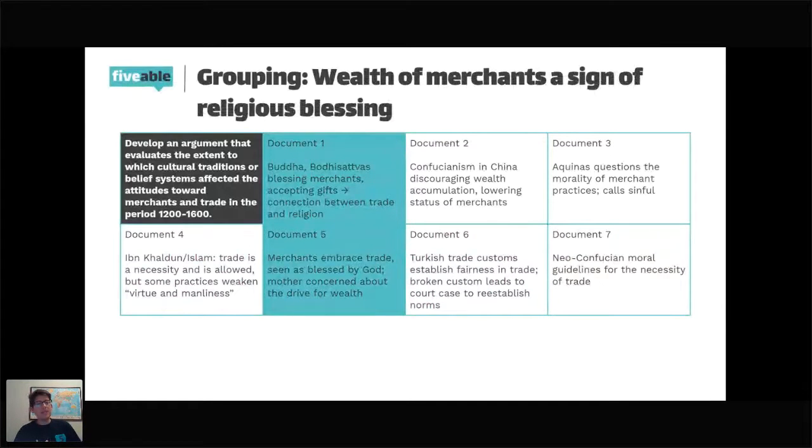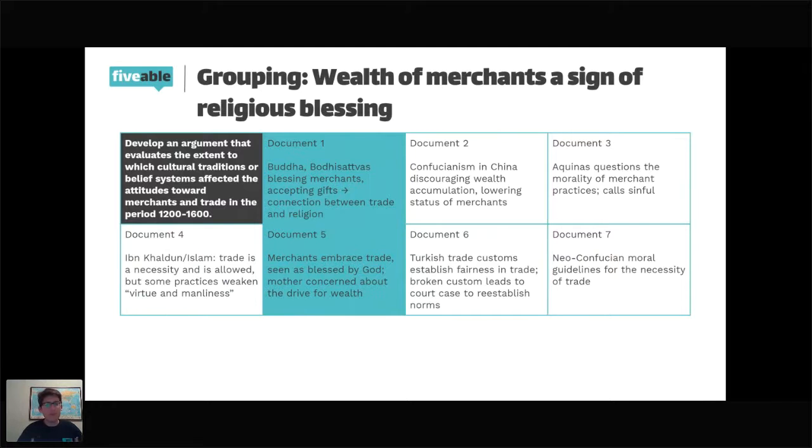And then I looked at a couple other sources that said wealth of merchants is a sign, maybe, of religious blessing even. And I looked at documents 1 and 5 that kind of agree with this idea of these wealthy merchants being blessed by the Buddha and Bodhisattvas, and these Italian merchants in document 5 claiming to be blessed by God because they are accumulating this wealth and having such success.